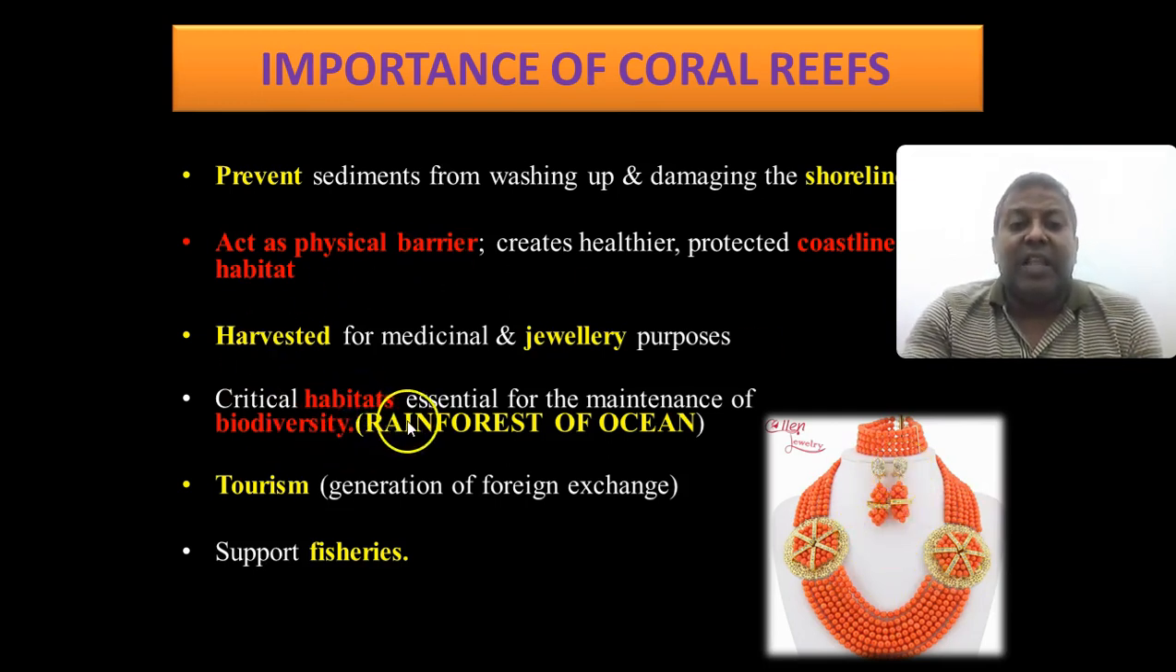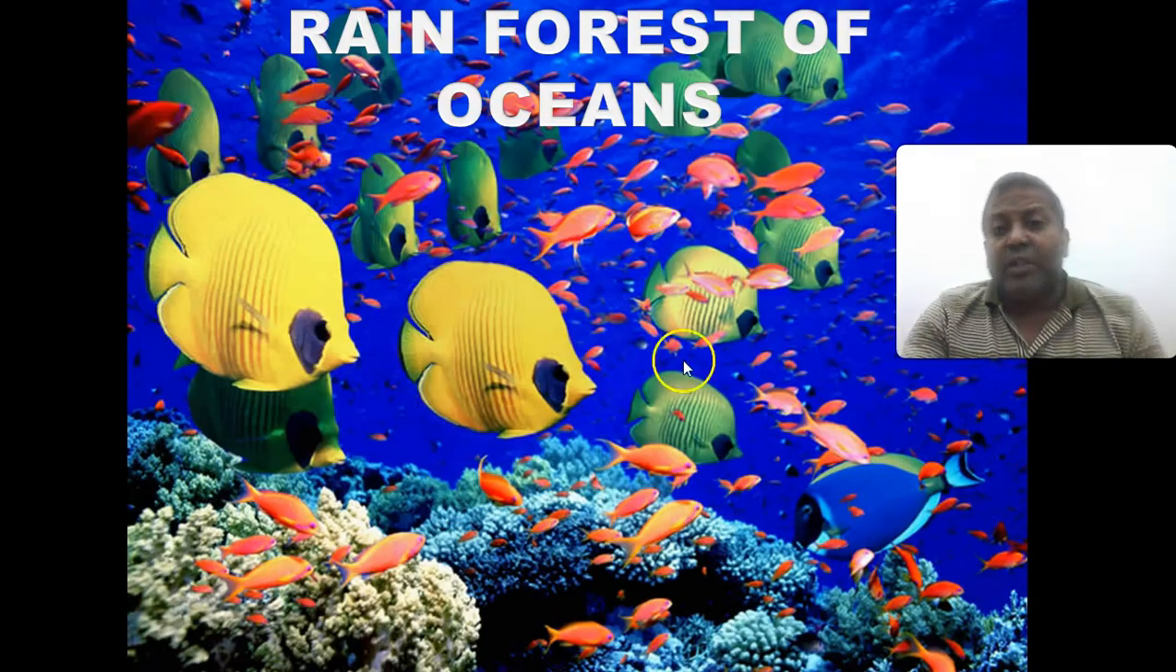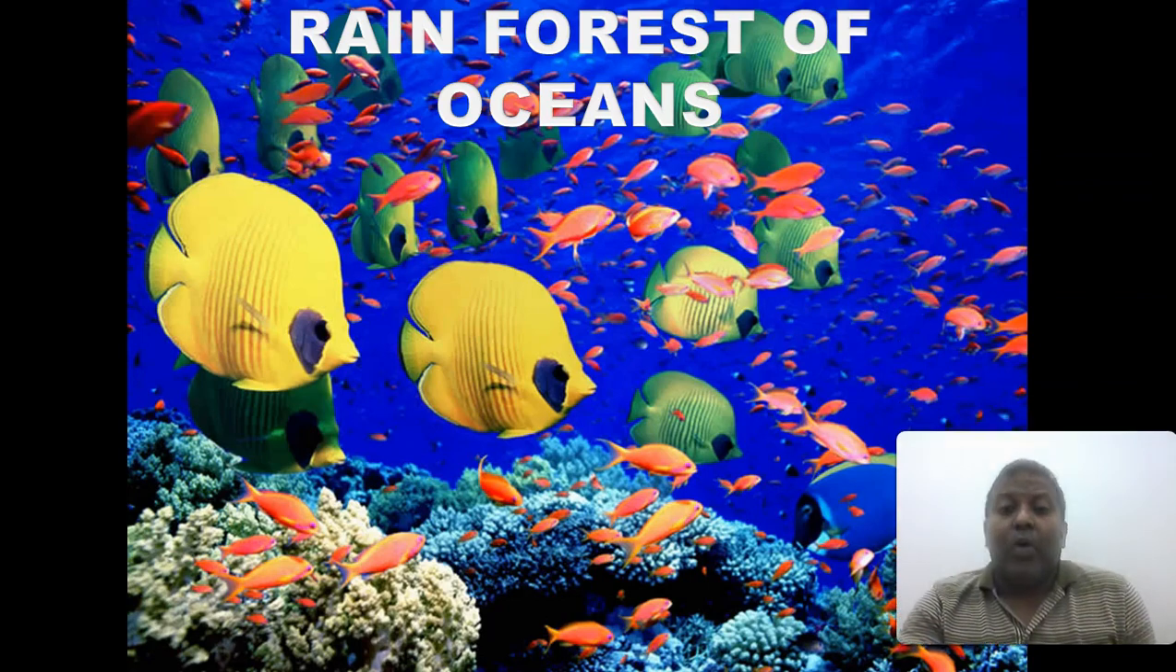Another thing is that coral reefs are also known as the rainforest of the ocean, because they are the habitats of thousands of species, and they also attract tourism. Some countries depend on coral reef tourism, and they also support fisheries for local fishermen. So in this picture you can see why coral reefs are known as the rainforest of the ocean. This is a beautiful picture where different species are inhabiting the coral reef.